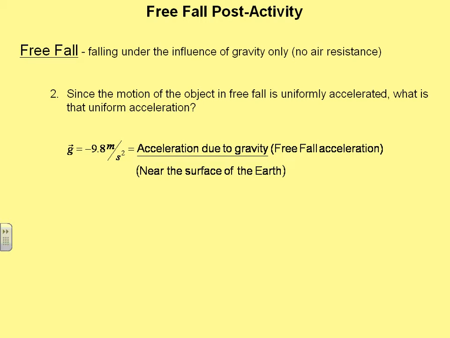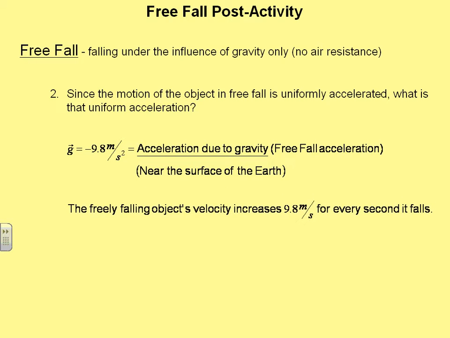Now, what does this acceleration mean? Well, remember that meters per second squared are actually meters per second per second. And that might help you interpret that what this means is that this freely falling object increases its velocity 9.8 meters per second for every second that goes by. So if it starts from rest, after 1 second, it'll be going 9.8 meters per second downward. After 2 seconds, it'll be going 19.6 meters per second downward, and so on. Every second, it'll go 9.8 meters per second faster.